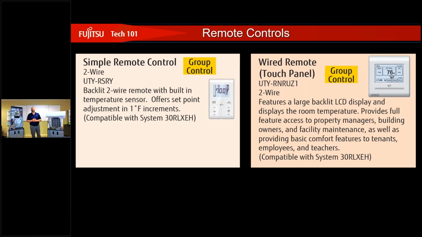All right, then we get into our 2-wire controls. Once again, same thing. We're going to have a simple remote control, basic functions on that. Then we go over to the right-hand side. We've got the RNR UZ1, which is going to give you an indoor temperature reading. And once again, that's a large backlit display, a little bit nicer to look at.